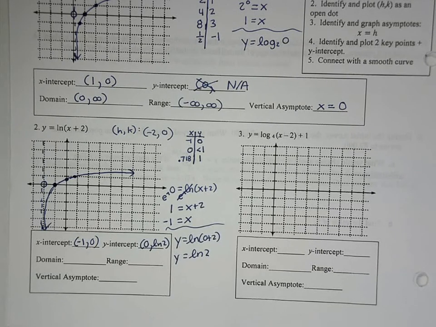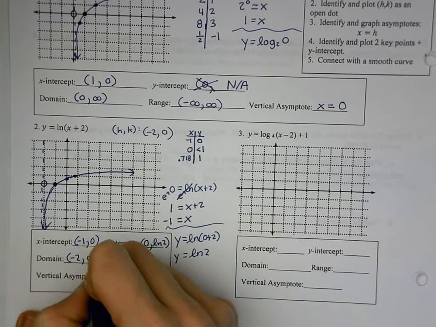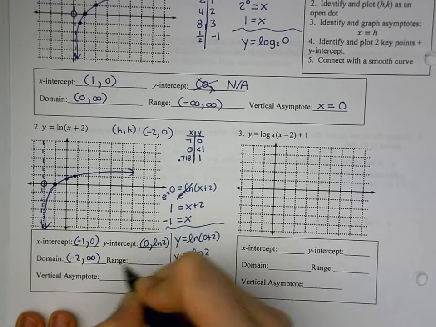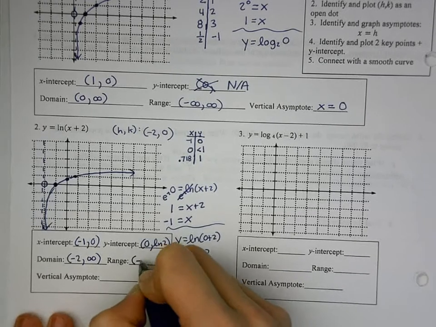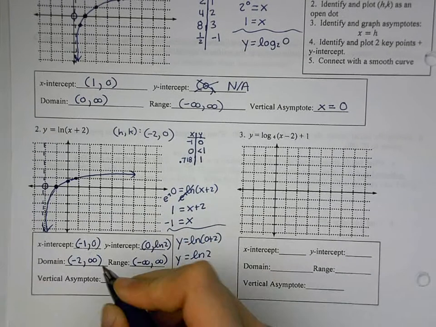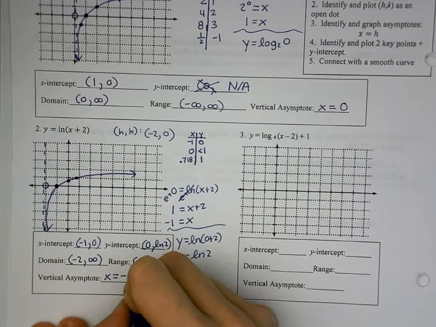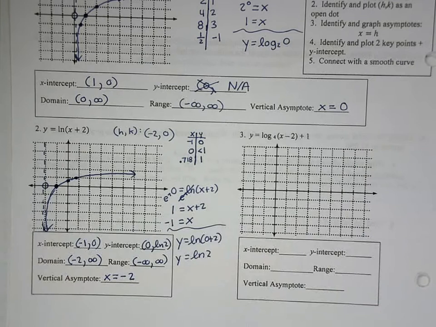Okay, domain are my x values. So my x values here would be everything from negative 2 to infinity. Range are my y values. We're talking negative infinity to infinity. And then vertical asymptote is an x equals line, and in this case would be x equals negative 2. Okay?